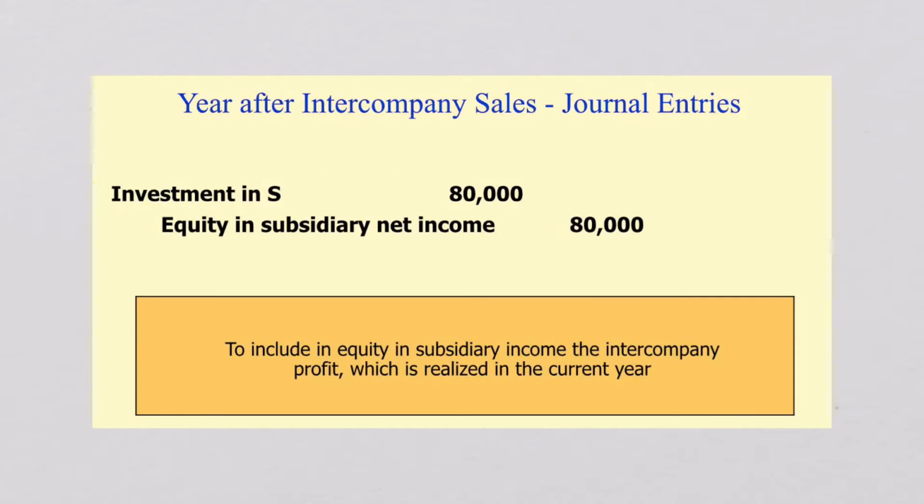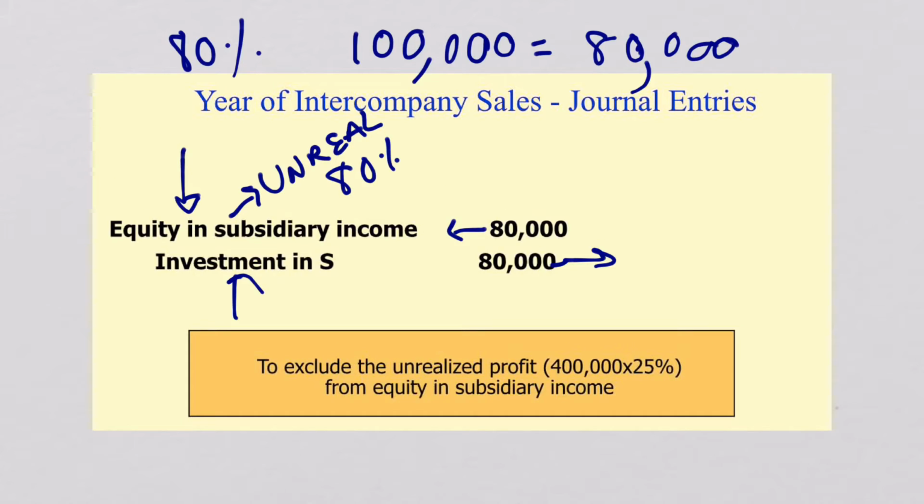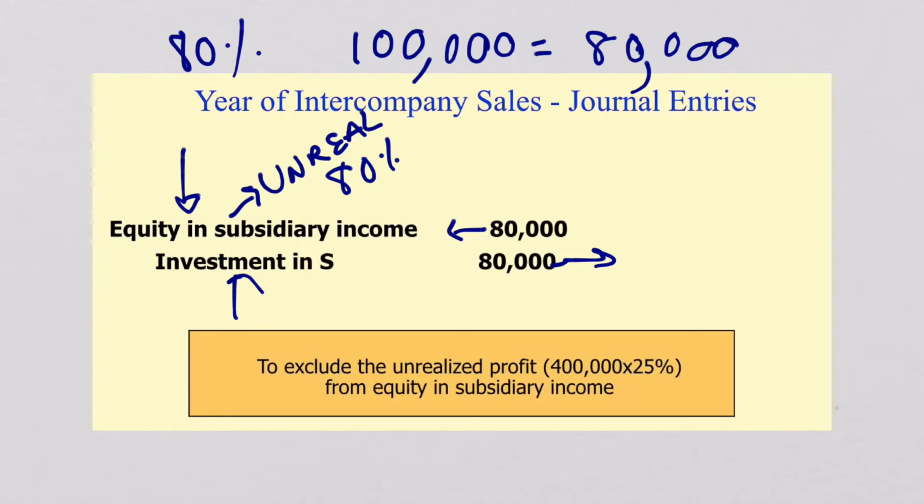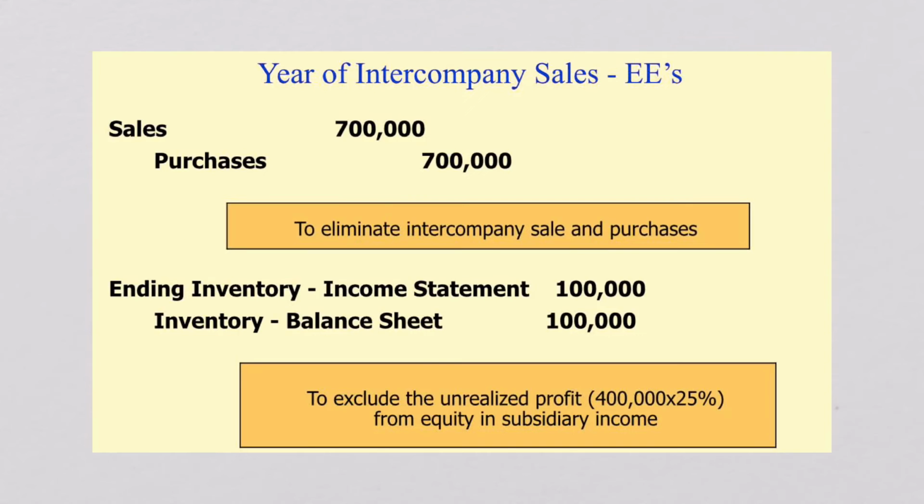In the year after, they simply reverse that entry, because that's what happens in the next year. The amount is sold. So now they bring it back to realized profit, and they debit the investment account. This is the parent's books on the equity method. Of course, the total amount on the unrealized profit is this 100,000, but they only recognize the 80.